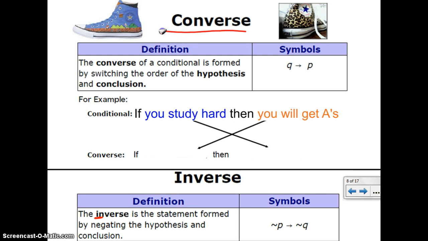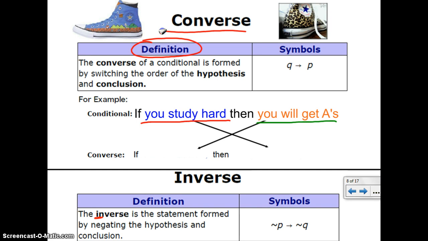All right. Now, here's your definition right here. And it says the converse of a conditional is formed by switching the order of the hypothesis and the conclusion. What the heck does that mean? Simply put, we're going to switch the order. So we have, if you study hard, then you will get A's. So you see? We're going to just flip them.